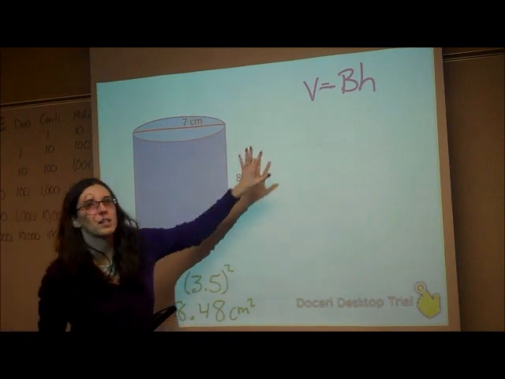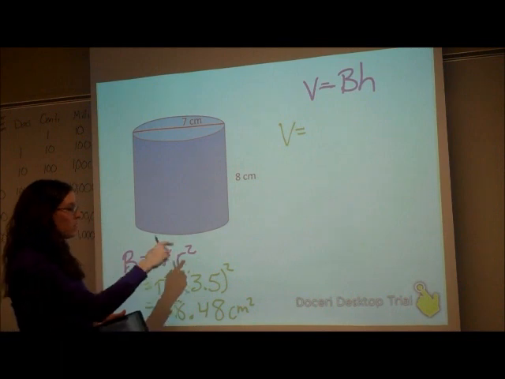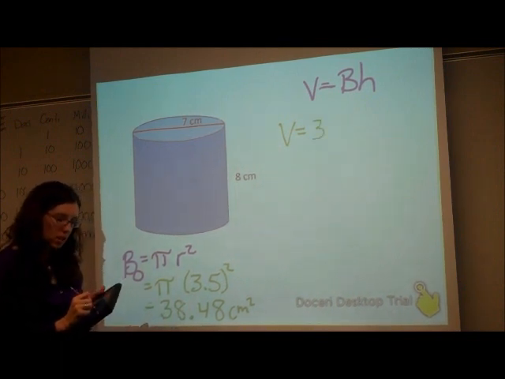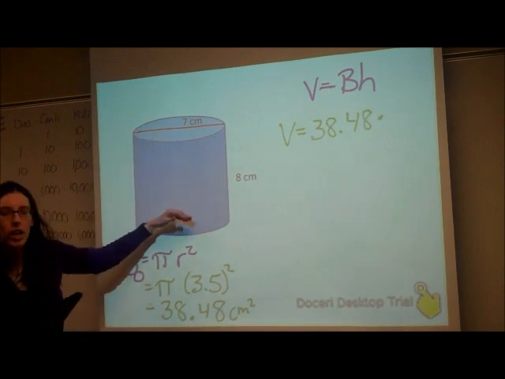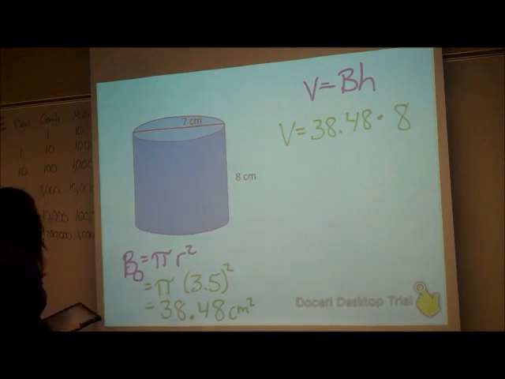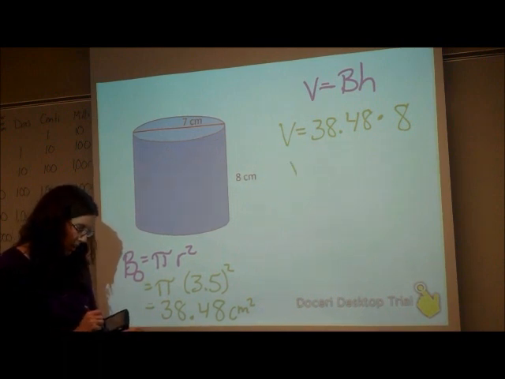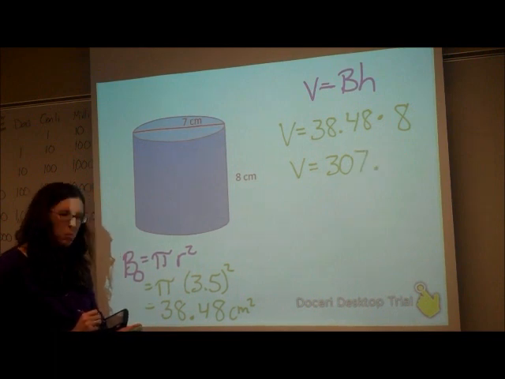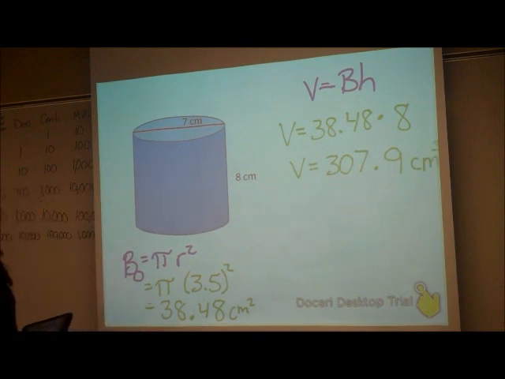Now, going back to my volume. The volume is the area of the base, or my 38.48, times the height of my cylinder. How tall is my can? That's the 8. So I still haven't cleared that number out, so I'm just going to go ahead and hit times 8. And I get that the volume is 307. I'm going to round to the nearest tenth now that I'm at the end. 0.9, and volume is cubic centimeters.